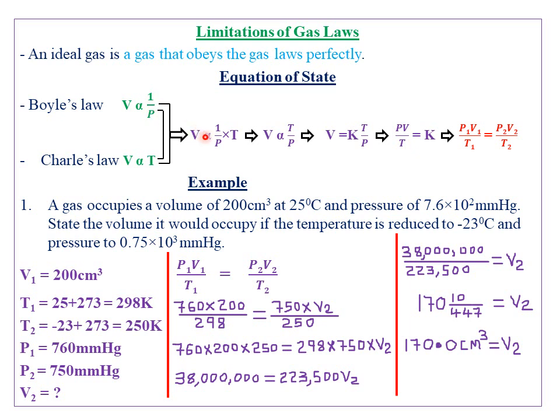Therefore, volume is inversely proportional to pressure. But at the same time, from Charles's law, volume is directly proportional to the absolute temperature. So when I combine these two relationships, because volume is common, I'll pick one value of the volume, then multiply the reciprocal of pressure and the temperature.